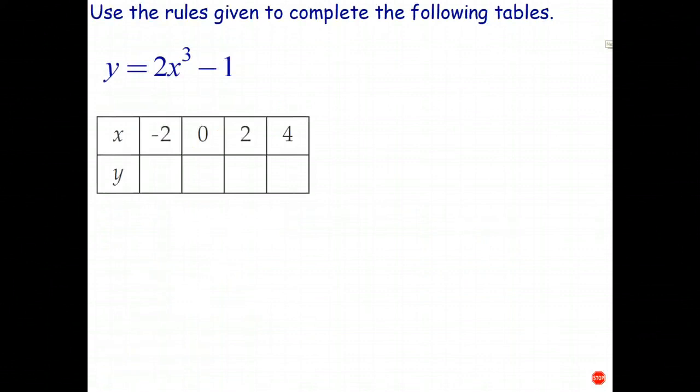Okay. The other way you could be asked to substitute and evaluate is when you're given an equation, in this case y equals 2x cubed minus 1, and you're asked to complete a table of values. It's pretty much the same as we did before. We're going to go through and substitute each of these values of x into the expression on the right. So y equals 2 times, in brackets, negative 2 all cubed, subtract 1. Once again, we need to put the brackets around it because it's a negative number.